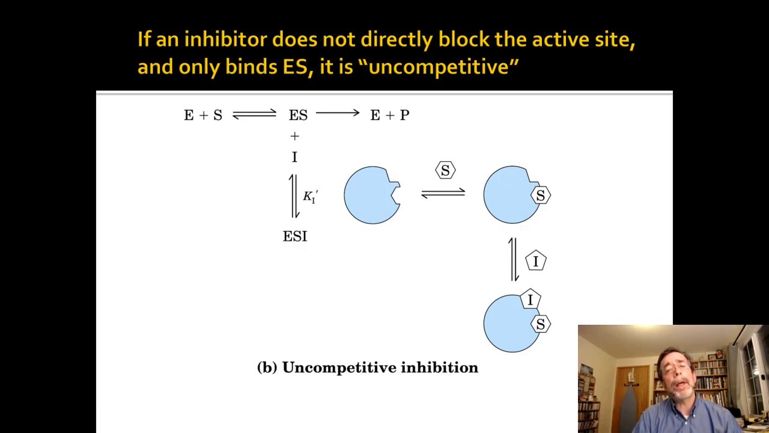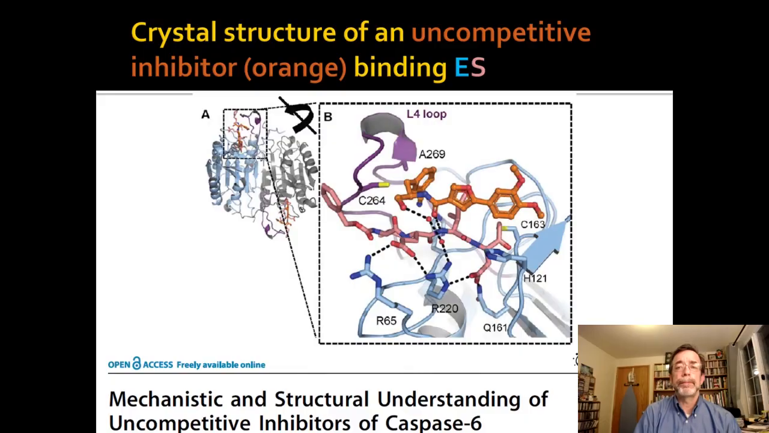And it turns out that you can. That's uncompetitive inhibition. It attacks a different part of the mechanism, and it has a different effect on the Lineweaver-Burk plot. So just to show you what an uncompetitive inhibitor looks like, there it is in orange on top, and it's binding the ES complex.